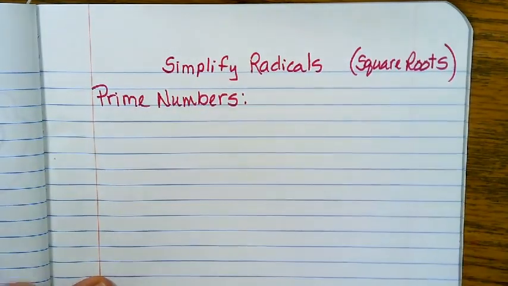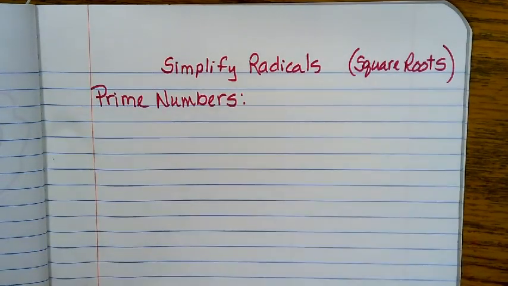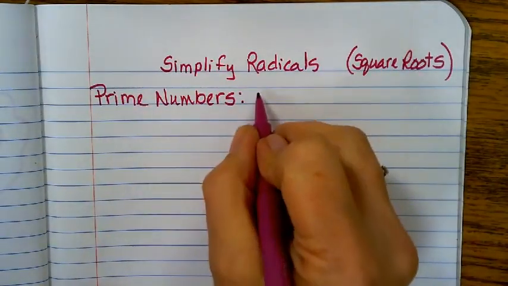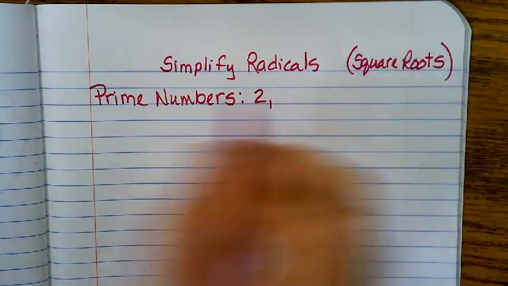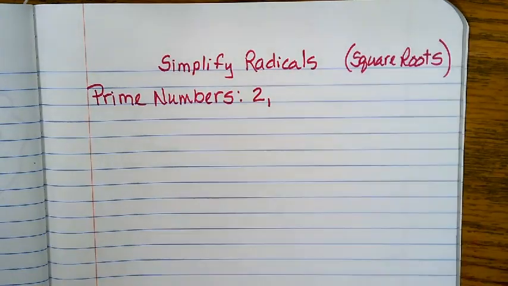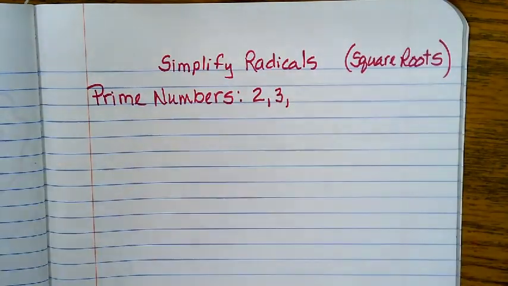Well, prime numbers are numbers that are divisible only by 1 and itself. So they don't have any other factors. That's what a prime number is. So our first prime number is 2, because it doesn't have any other factors besides 2 and 1. And then our next prime number is 3.